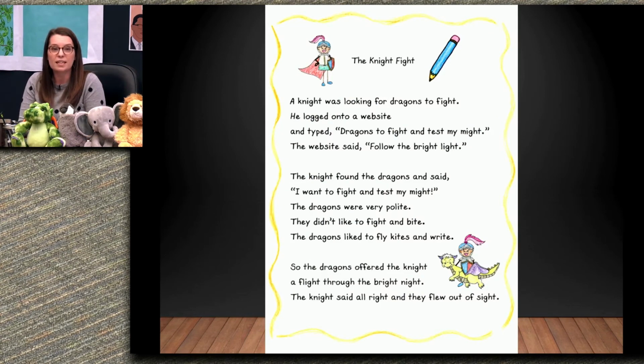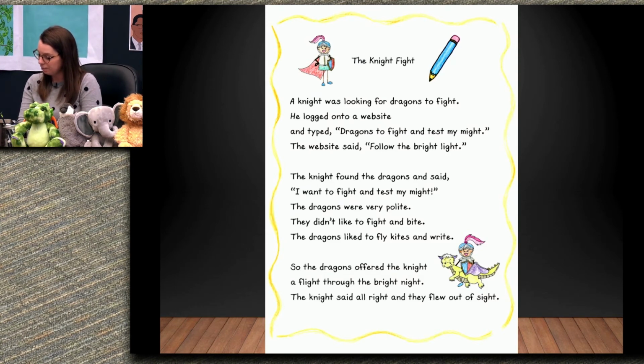Now, this is the night fight, and I'm going to read it, and I want you to predict the word that might come at the end of the line. Now, I know this is really small. It's because I don't want you to use the text. I just want you to listen.